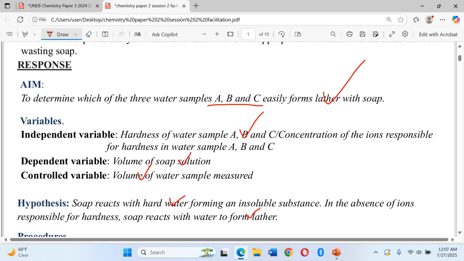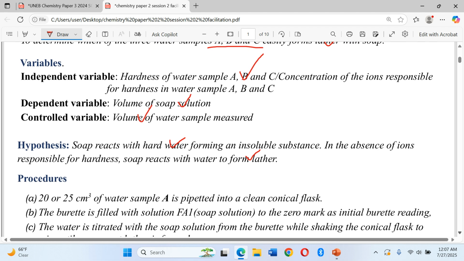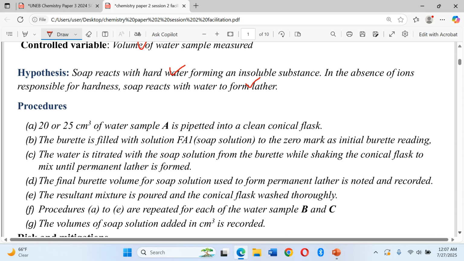So that is our prediction. Our prediction is that when soap reacts with hard water, it will form scum. Scum, the insoluble substance we are talking about. But in absence of the ions responsible for water hardness, then it will form lather easily. Procedures.